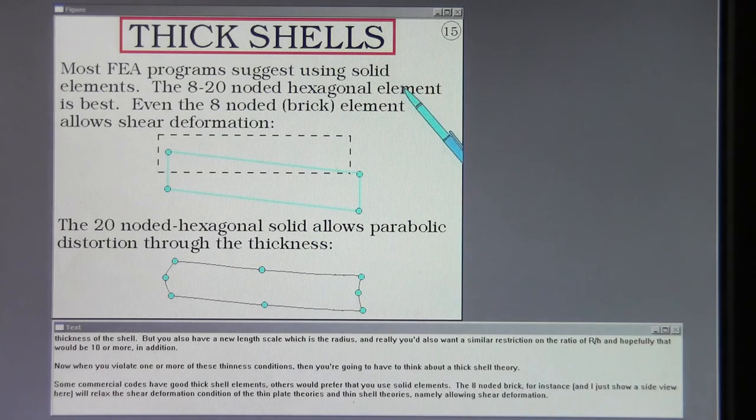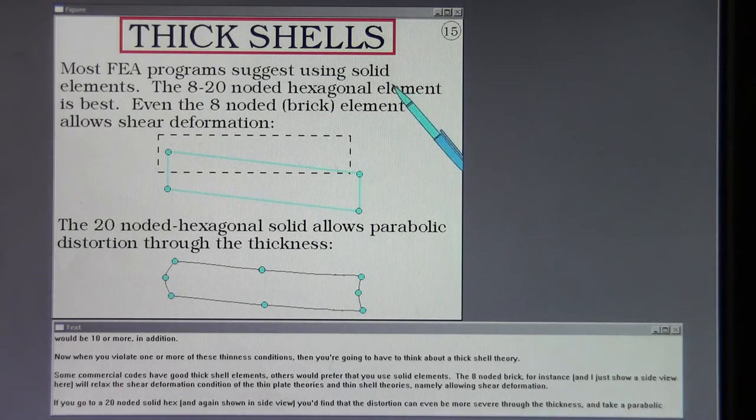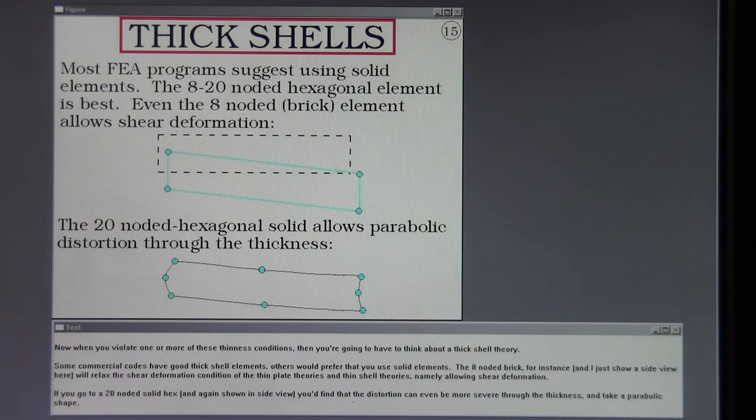Some commercial codes have good thick shell elements. Others would prefer that you use solid elements. The 8-noded brick, for instance, and I just show a side view here, will relax the shear deformation condition of the thin plate theories and thin shell theories, namely allowing shear deformation.